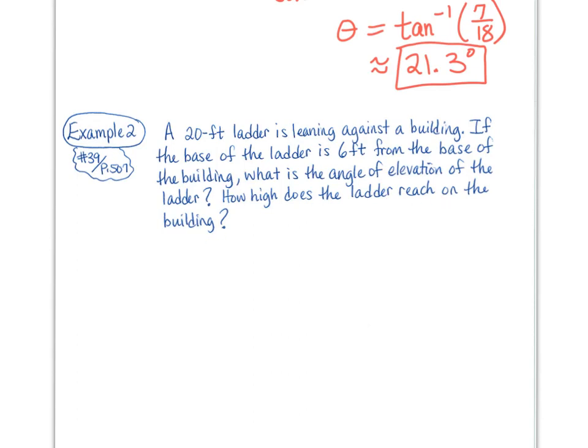So what should we do first? What would help us here? Drawing it out, right? So you have a ladder leaning against the building. This was our ladder. What do we know about the ladder? It's 20 feet, good. So this is 20 feet. And we know that the base of the ladder, which is right here, is how many feet from the base of the building? 6 feet, good. So this is 6 feet.